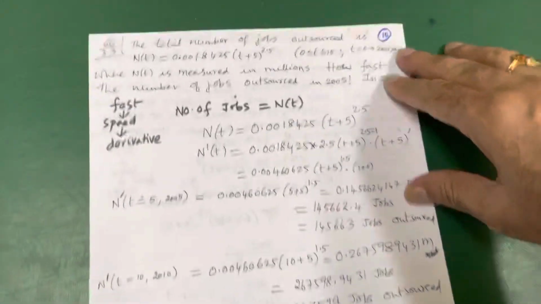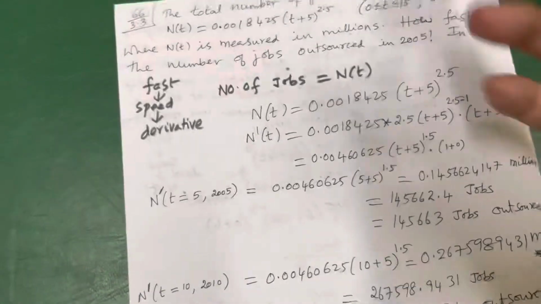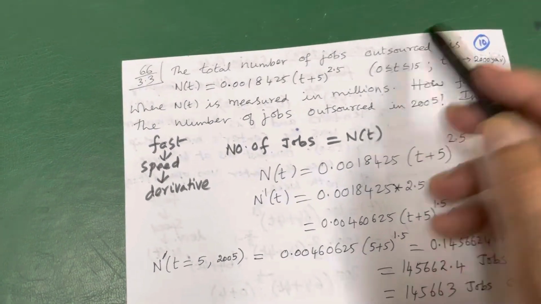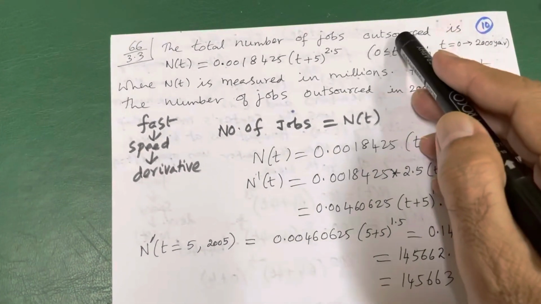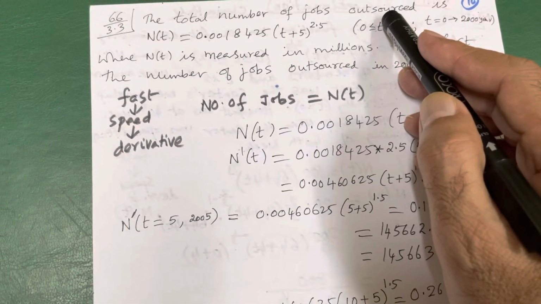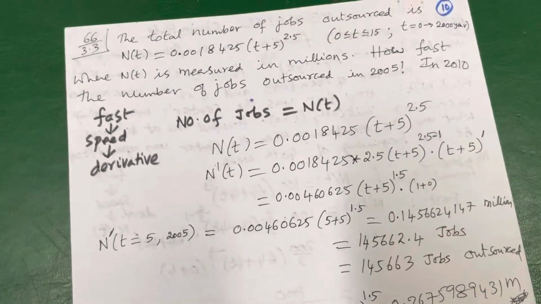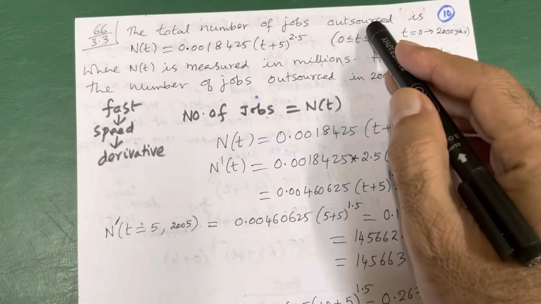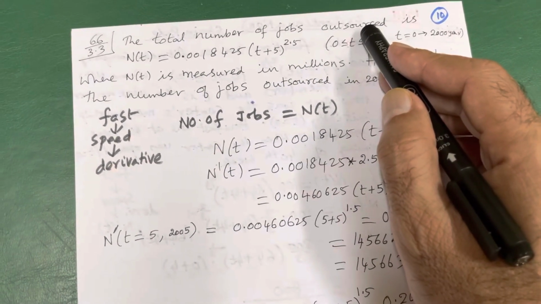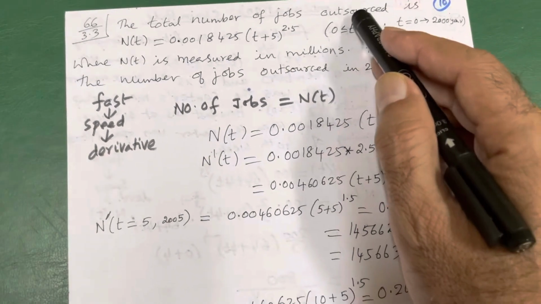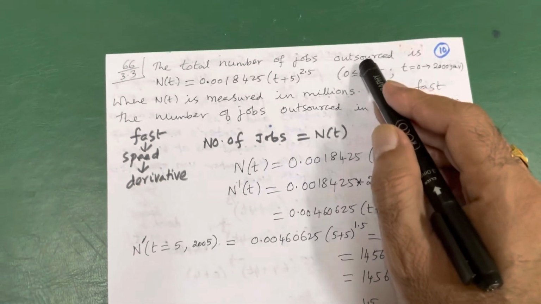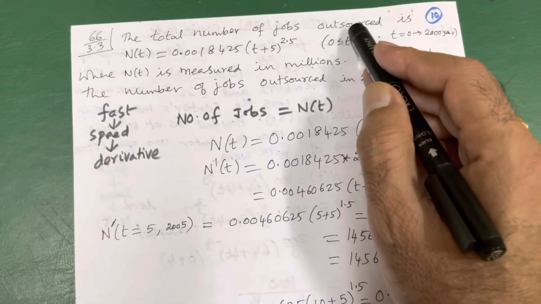Let us do one more problem. The total number of jobs outsourced. Outsourced means giving the job outside the company. So that means I give the job to somebody else and he will do it. Suppose we are giving our car to a car mechanic and in the evening he will deliver the car. That is called outsourcing. We gave somebody the job instead of doing it ourselves, or we ask the mechanic to come to our house and do the job. Instead of that, we gave the car to the mechanic shop and he will do it in his workshop. That is called outsourcing.